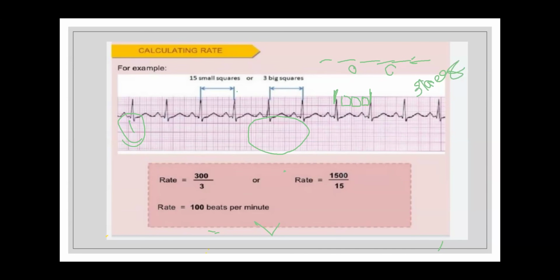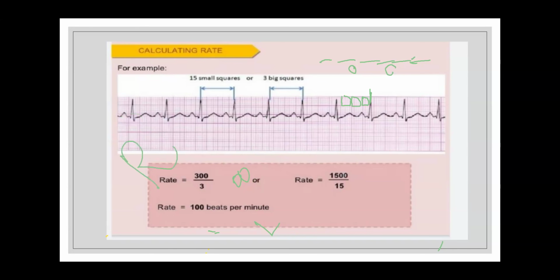So how do you calculate the rate? The numerator should be 300 divided by 3. The answer is 100. So the rate is 100 beats per minute. Is it clear to everyone? This rule is for regular rhythm.